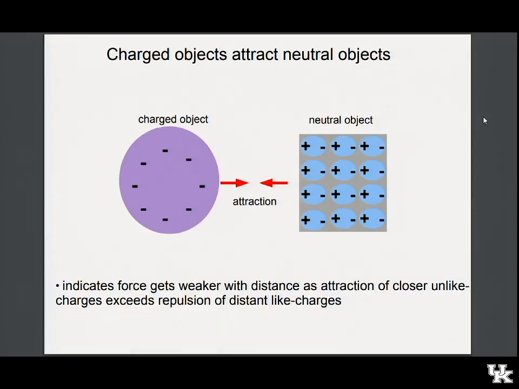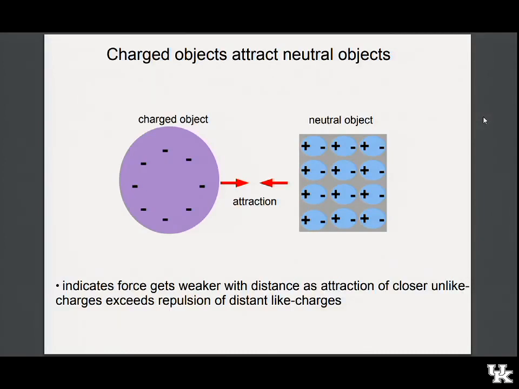So what happens is that when you bring the charged object to the neutral object, you're pulling the opposite charges a little bit closer. You're pushing the same sign charges a little bit further away. And you get the attraction. It's telling us a very important, very interesting thing. The strength of the force, the strength of the attraction or repulsion, gets stronger the closer things get, or gets weaker the further things are apart.